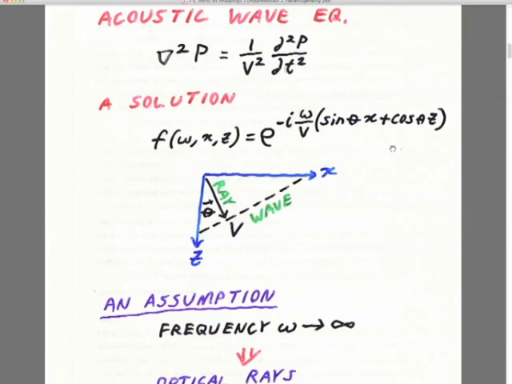So the wave nature of the data, the sine and cosine nature of the solution, is still hidden within this imaginary exponent to e, and this is really just sine theta times x plus cosine theta times z, expressing the ray direction, the two components of the ray direction. And the relation to time is here in omega over v. So this is a function of omega, x, and z, and at constant omega, it solves that acoustic wave equation. And this is like a monotonic wave that's propagating at this angle theta.